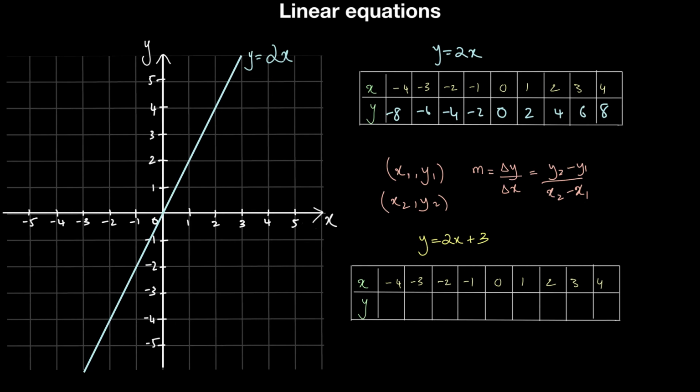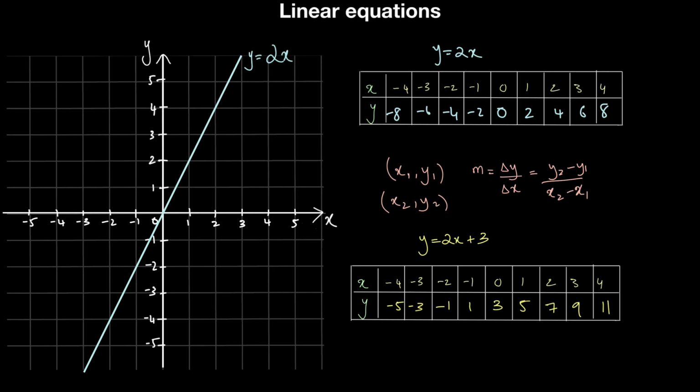Now I realize that when x is 0, y is equal to 2 times 0 plus 3. When x is 1, y is 2 times 1 plus 3, which is 5. When x is 2, y is 7, 9, and 11. And when x is minus 1, y is 1, minus 1, minus 3, and minus 5.